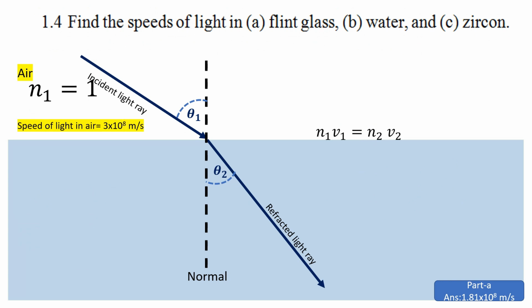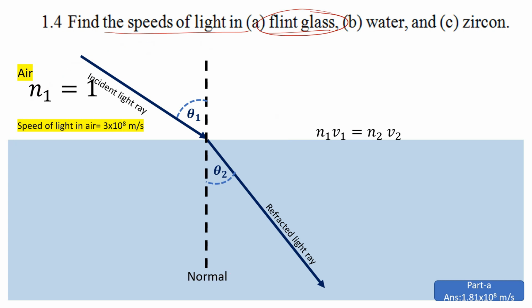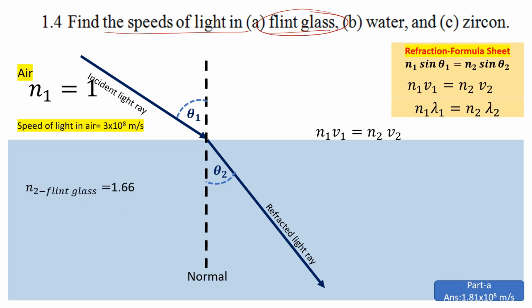One more problem. Here we have to find the speed of the light in the flint glass first, then water, and then zircon. So let's calculate the speed of the light in the flint glass. Light is traveling from the air into the flint glass. In order to do this problem, we should know the refractive index of the flint glass, otherwise we can't. So it is given the refractive index equal to 1.66.